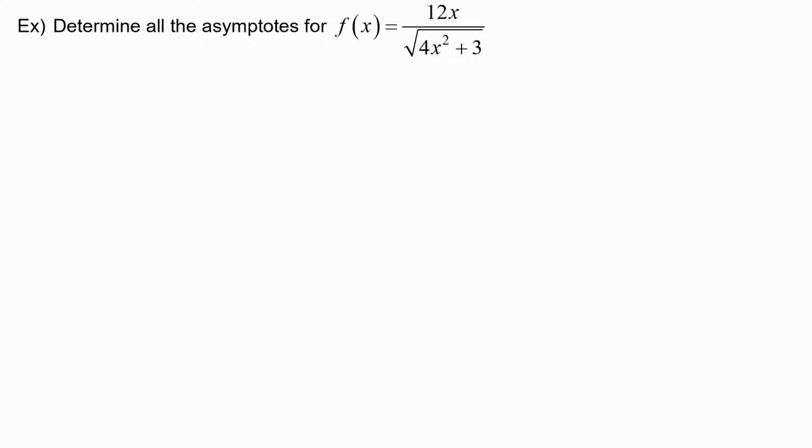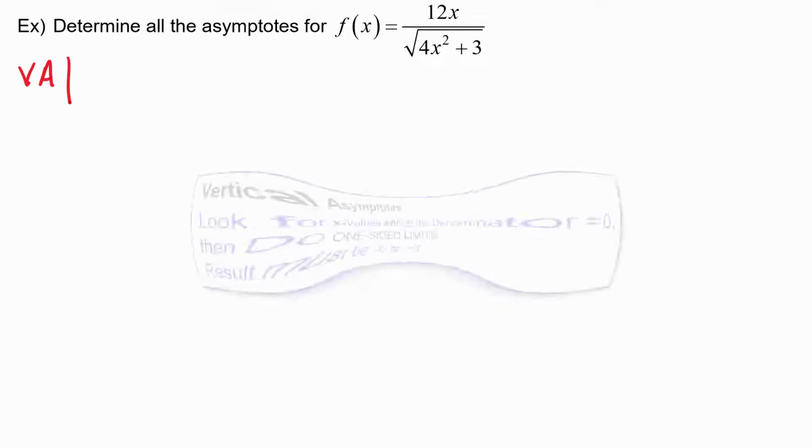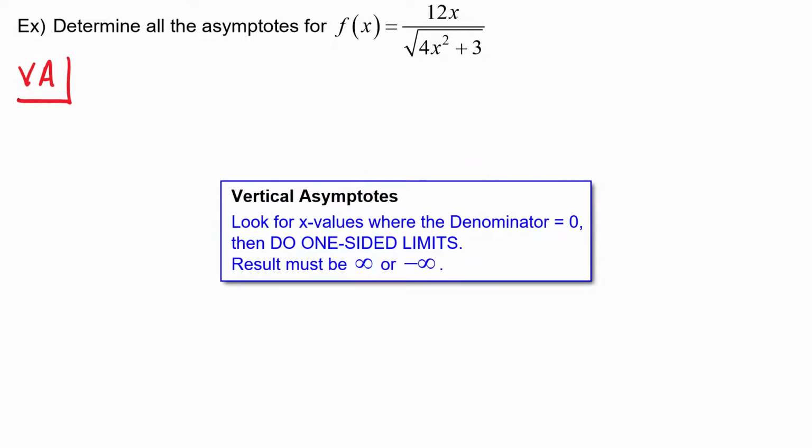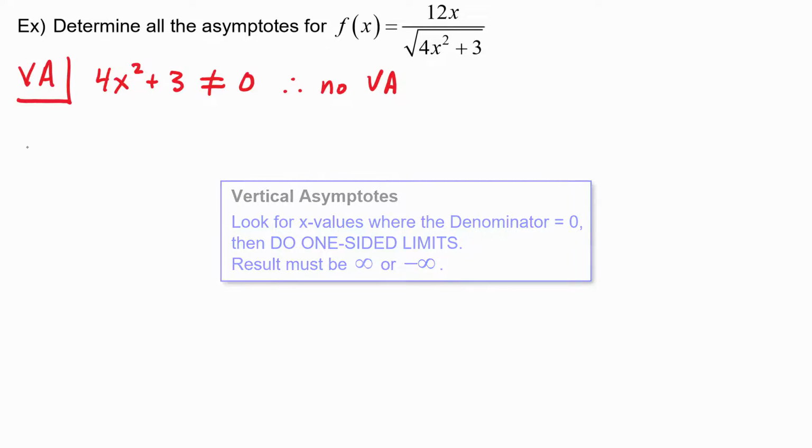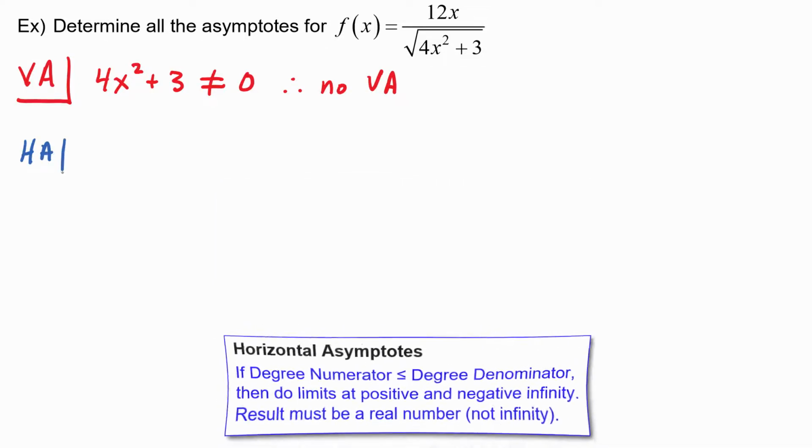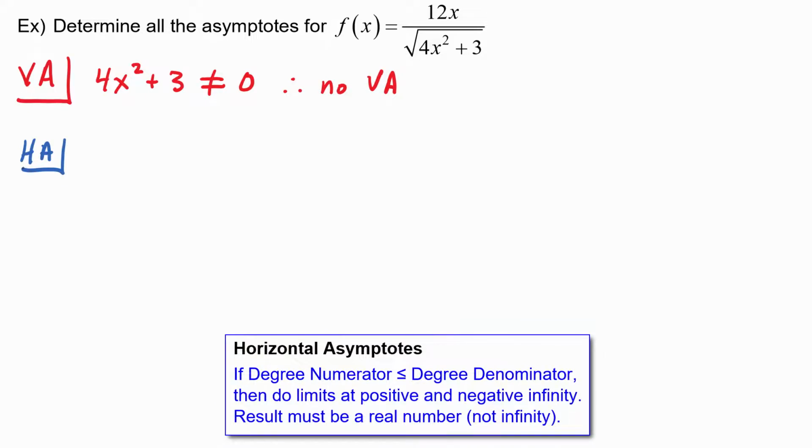We have to determine all the asymptotes for this f of x, and we walk through. Vertical asymptotes will occur in the places where the denominator is 0, but 4x squared plus 3 is never going to equal 0, therefore no vertical asymptotes. For horizontal asymptotes, we need the degree of the numerator to be less than or equal to the degree of the denominator.